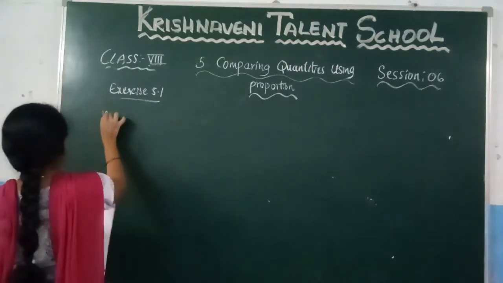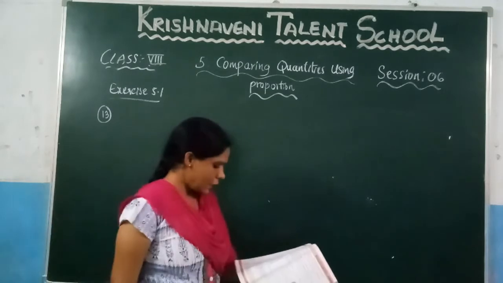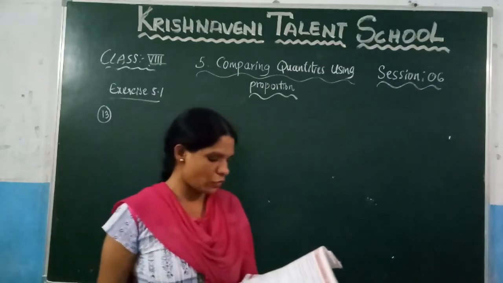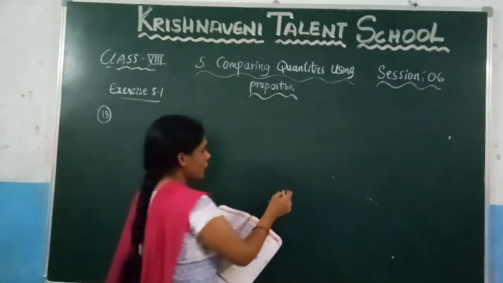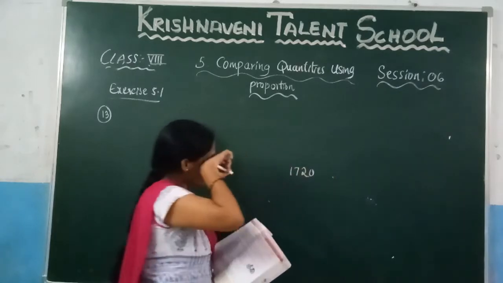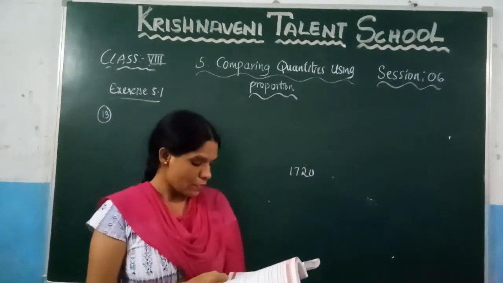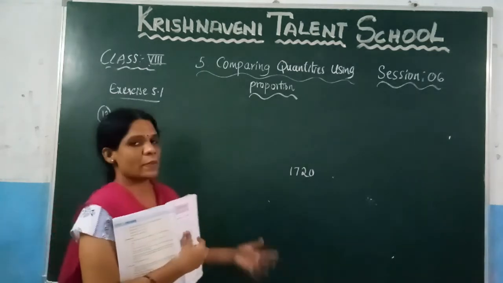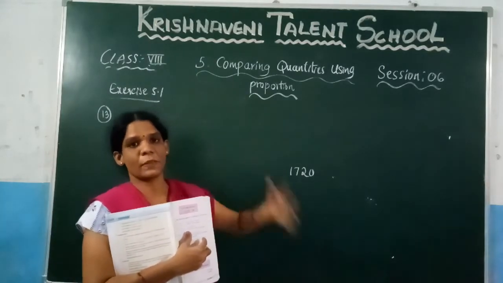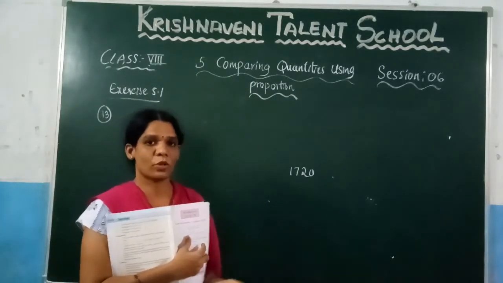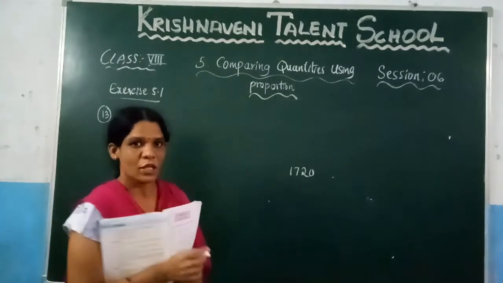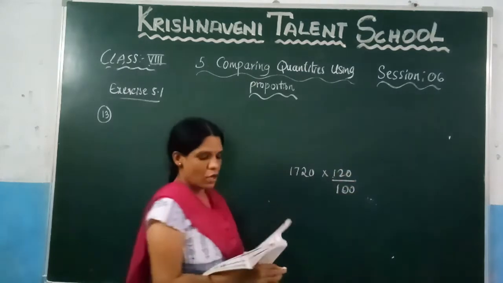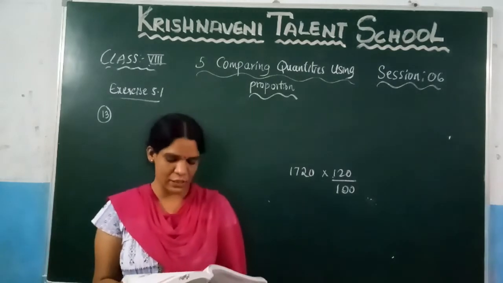Here the 13th question. What is the 13th question given here? A farmer obtained a yield of 1720 bags of cotton last year. In the last year, how many bags yielded? 1720 bags. And this year, she expects her crop to be 20% more. That means this year she will get 20% more crop. 20% more means you need to take 100 plus 20. So what will you get here? 120 by 100, right?